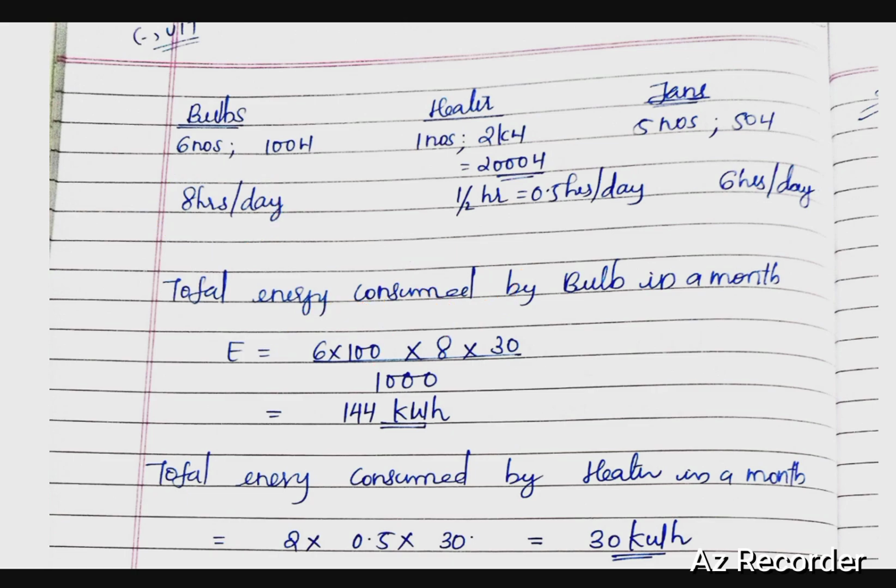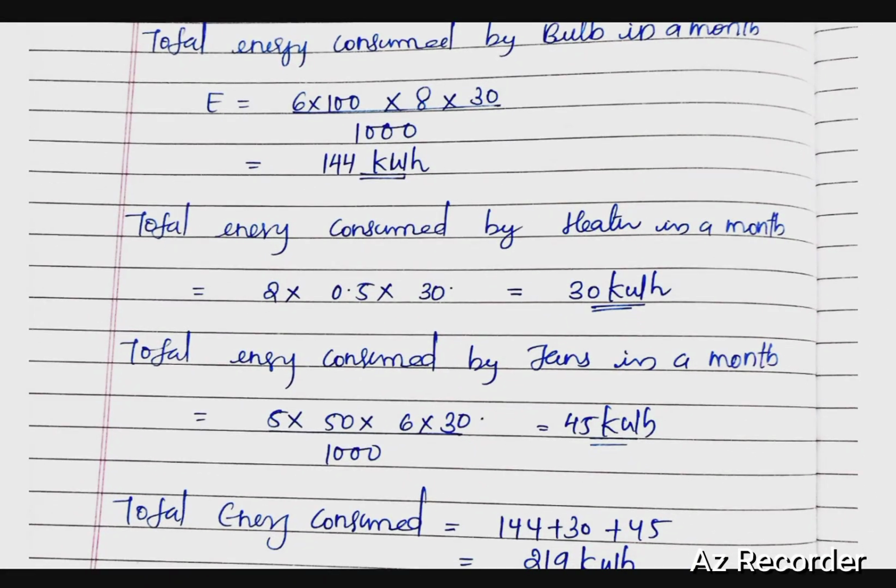Okay, moving on. Now the total energy consumed by the heater. The power of the heater is 2 kilowatt. You don't have to convert it into watts, because here the power of the heater is already in kilowatt. It is 2, and the electric heater is used half an hour daily, so multiplied by 0.5. That is the energy per day. We need to calculate the total energy consumed for a month of 30 days, so multiplying with 30, we get 30 kilowatt hour.